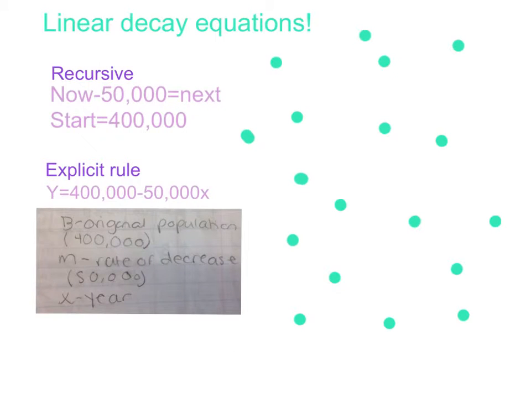These are the linear decay equations. This is the recursive rule. It says now minus 50,000 equals next. The start is 400,000. And the explicit rule is y equals 400,000 minus 50,000x. And if it's not that, then you need to check your work.